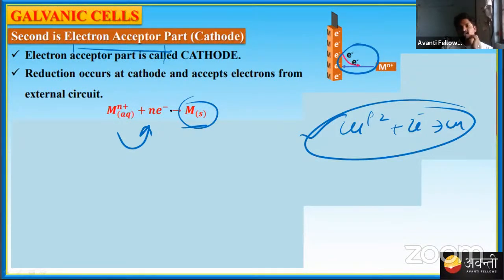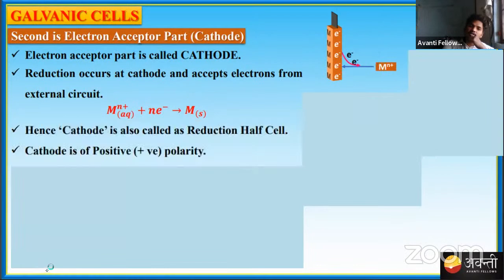It will accept the electrons from the external circuit. And since reduction is happening at the cathode, we call it the reduction half cell reaction. Sir, why does the cathode have positive charge polarity? The reason is that all the positive charges approach near the surface of it. So that's why we have the polarity that is called positivity.